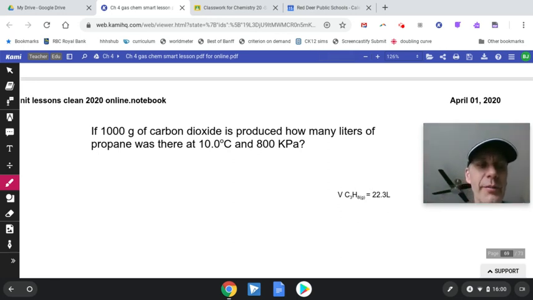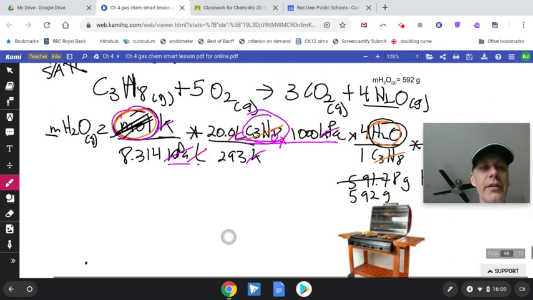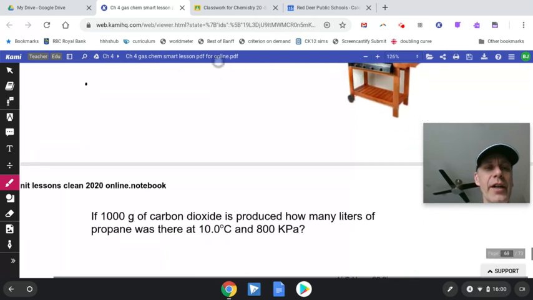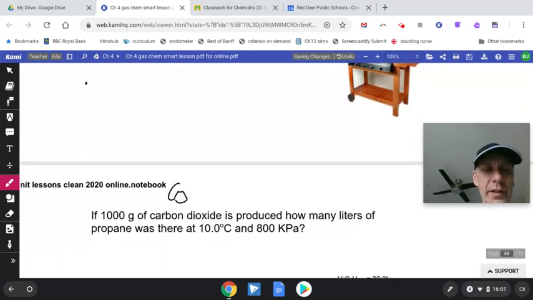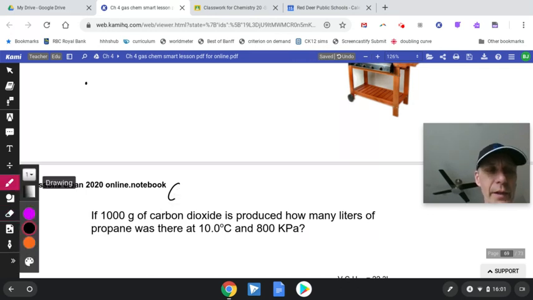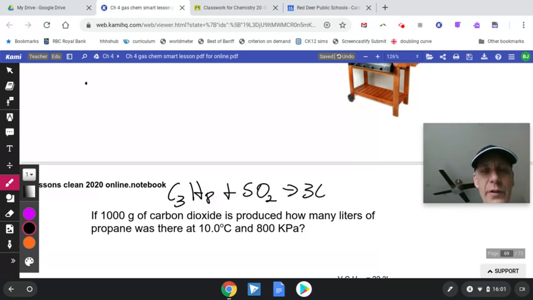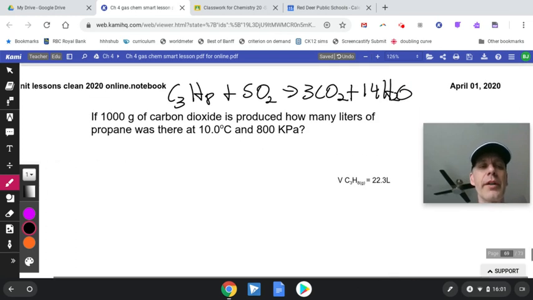Okay, so question number 3. 1,000 grams of carbon dioxide, and we're using the same balanced equation. Okay, so it's propane. So I'm just going to bring that balanced equation down here. C3H8 plus 5 O2 makes 3 CO2s and 4 waters. Okay, there's our balanced equation.